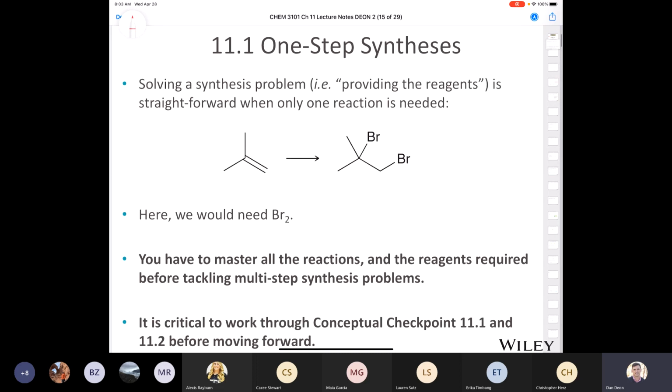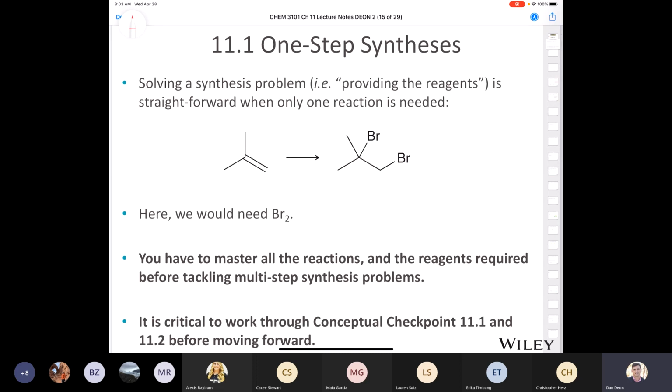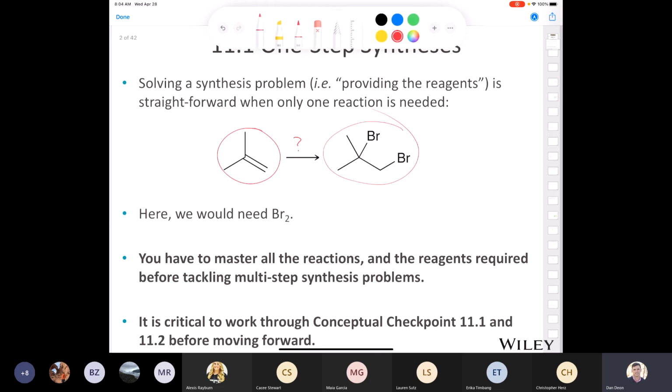Now, one-step synthesis is just a politically correct way of saying a single reaction. And we've learned lots of single reactions throughout the course of the semester. For example, it says here, solving a synthesis problem, providing the reagents, right? That's something you're going to be asked to do a lot in this chapter. I'll give you a starting material and I'll give you a product, and you have to decide, what reagents would I use to solve this problem?